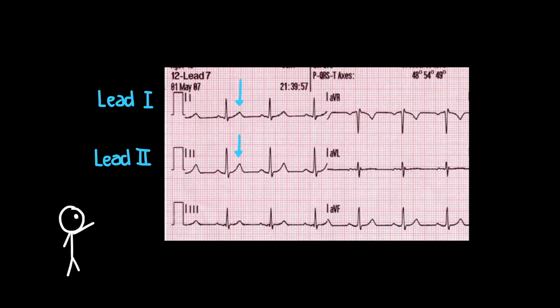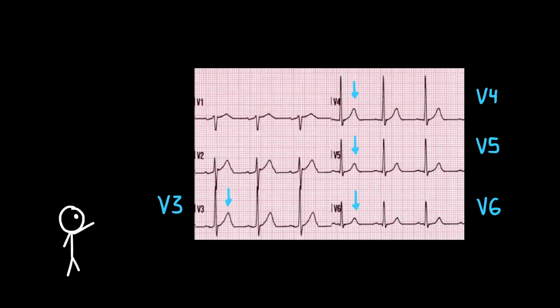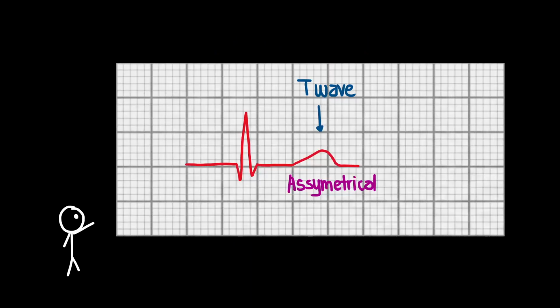The T wave is normally upright in leads 1 and 2 and inverted in aVR. And it's upright in leads V3 through V6. In V1, the T wave may be inverted and still be considered normal. The normal T wave is asymmetric. It rises gradually and returns to baseline more steeply.